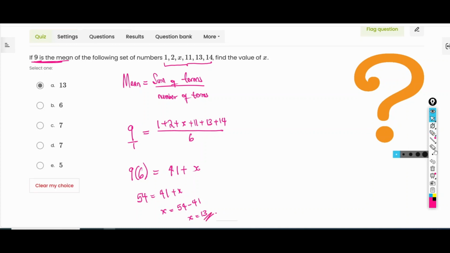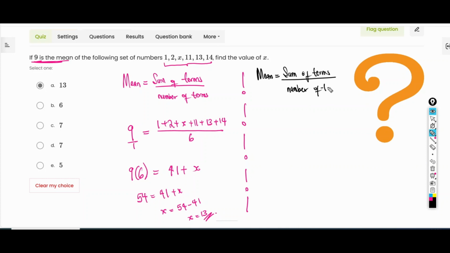So let me solve it again, okay? I will just do the exact same thing here. All right, so the mean is the average, right, which is the sum of terms divided by the number of terms. In this question, the mean is 9, right? So I could just substitute 9, because I said 9 is the mean.